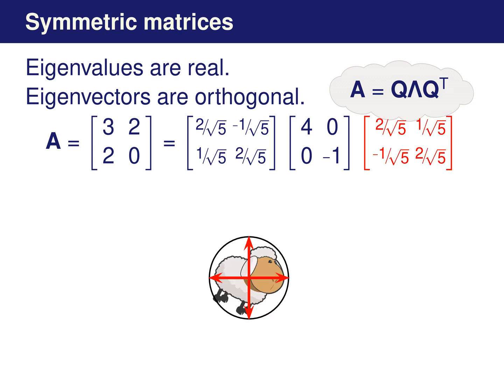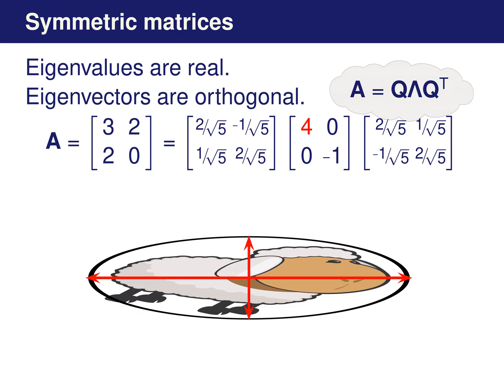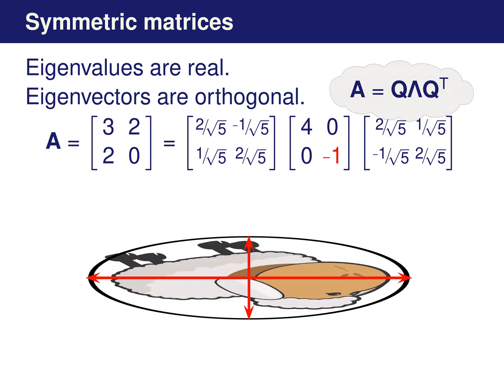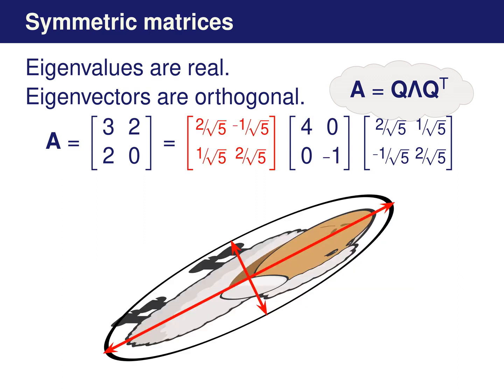This matrix rotates the sheet by approximately -27 degrees. We could alternatively think of the matrix as a change of basis operator. Now we apply the eigenvalues, first stretching by 4 in the x direction, and then by -1 in the y direction. Finally, we apply Q, which rotates us back by 27 degrees. Notice that the major and minor axis of the ellipse are along the eigenvectors. This is true for all symmetric matrices, and hence the name, the principal axis theorem.